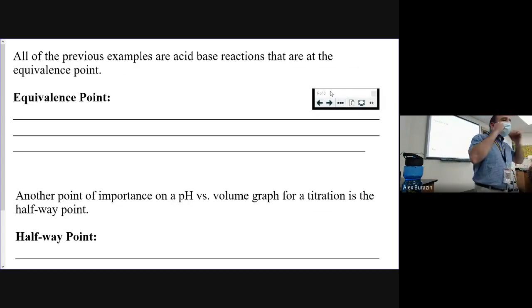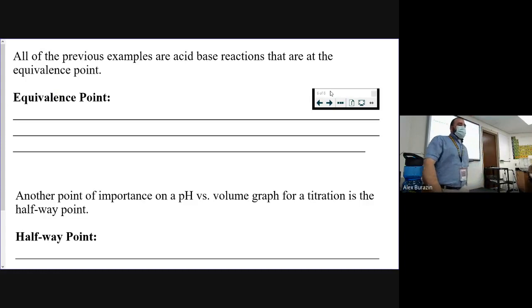So all of the previous examples are acid-base reactions that are at the equivalence point. In other words, what you've solved for in those first 4 problems is the moles or milliliters or molarity required to reach equal moles, to reach the equivalence point. So let's define that. I've already said it like 4 times this class. What's the equivalence point?